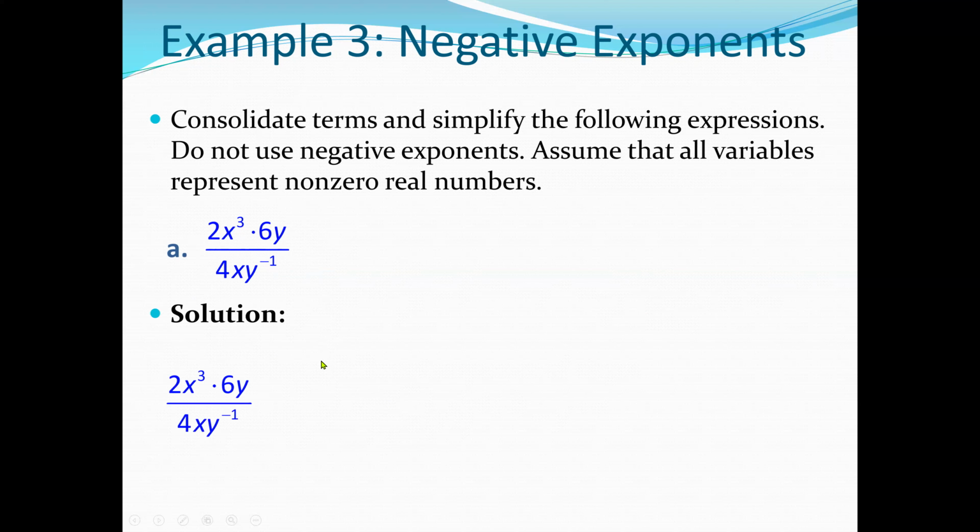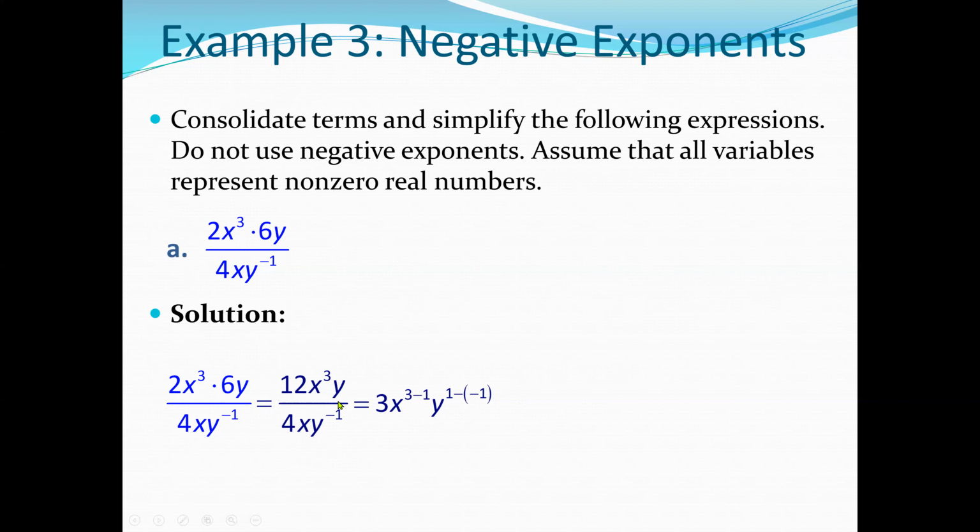So let's go through the steps. This is the question. The first thing we did here, we multiplied 2 and 6. We get 12x cubed y, then 4x y to the power negative 1.